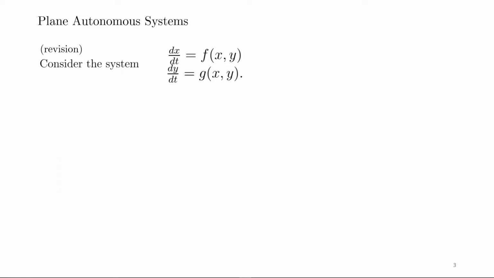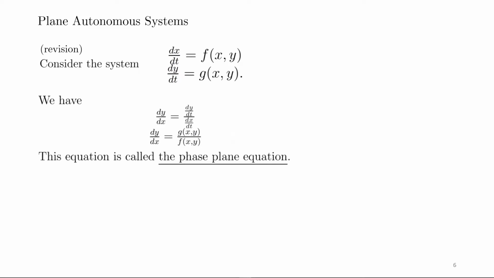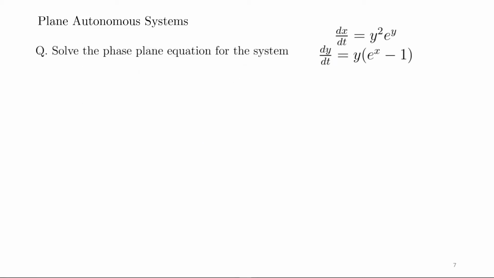If we have the plane autonomous system, so the right hand side does not depend on t, so we have an autonomous system, dx by dt equals f of x, y, dy by dt equals g of x, y. Then we can write dy by dx is equal to dy by dt divided by dx by dt, which is just equal to g divided by f. And just recall that this is called the phase plane equation. Okay, so in an earlier class we solved the phase plane equation for a linear system.